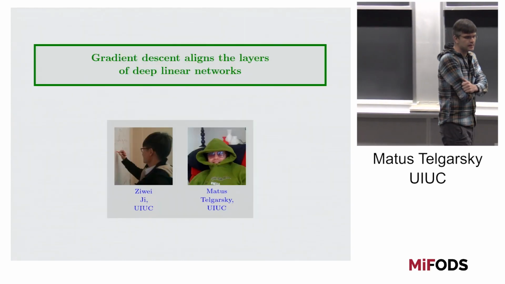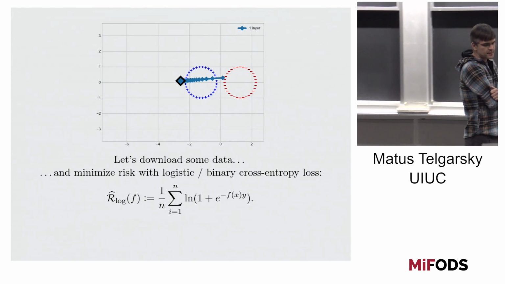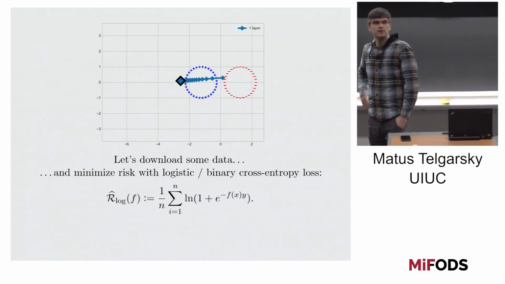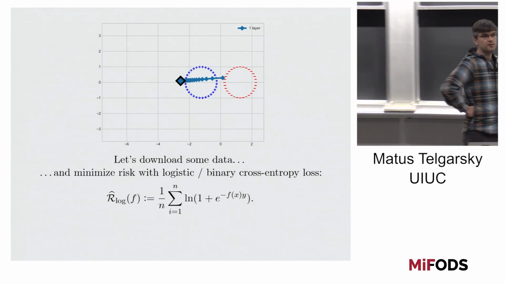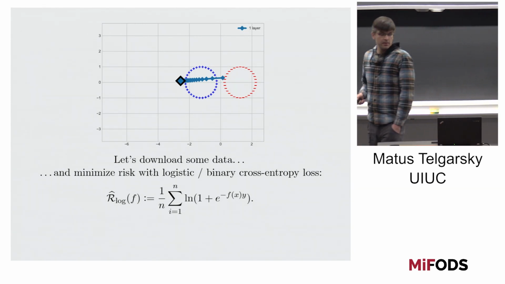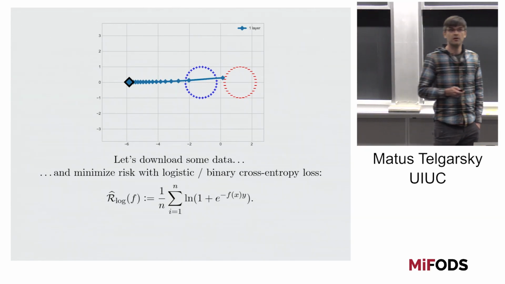So let's say you download some data from the internet, and it's just these two circles and these two classes. And let's say we train a logistic classifier, just a linear logistic classifier. For those of you that have not seen this before, it might be a little bit surprising. If you just do gradient descent on this, you learn the max margin classifier.